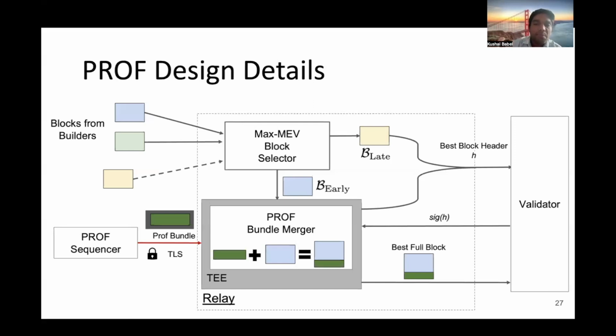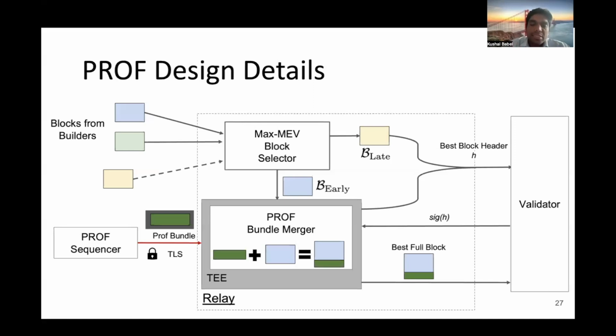And then if, in the meanwhile, any new blocks have come into the auction, such as the B late block, the yellow block, then it will choose whether the PROF enriched bid is still higher or not, and then supply the most profitable bid to the validator. Once it receives the signature from the validator, and if the PROF enriched block is chosen, only then is the PROF enriched block revealed to the validator. Until the signature, the sig H here, is received from the validator, the PROF bundle merger does not reveal the PROF transactions to anybody.